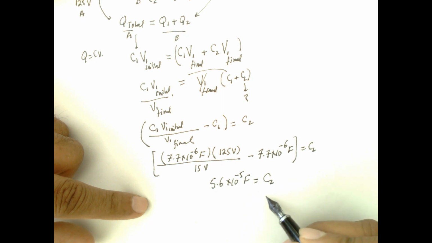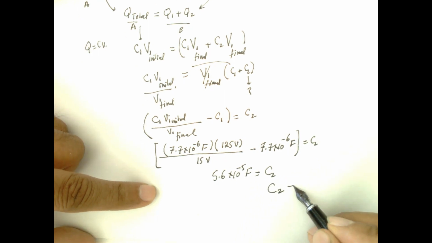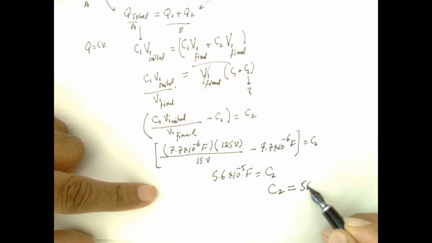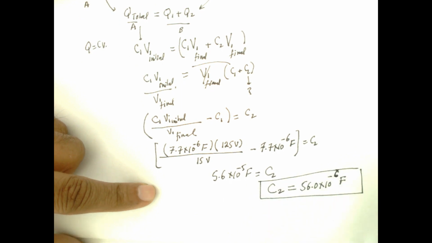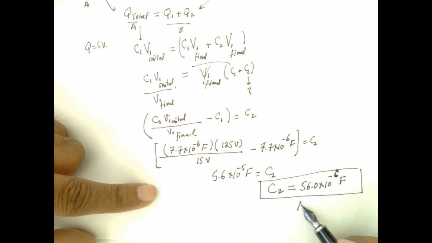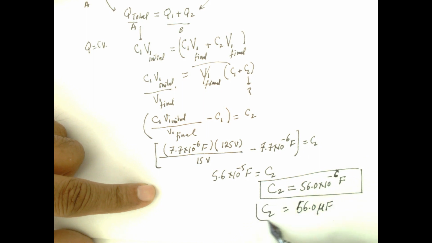Or we can write it in terms of 56.0 into 10 to the power minus 6 farad. So this is the answer. So you can say 56.0 microfarad is C2. So this is the answer.